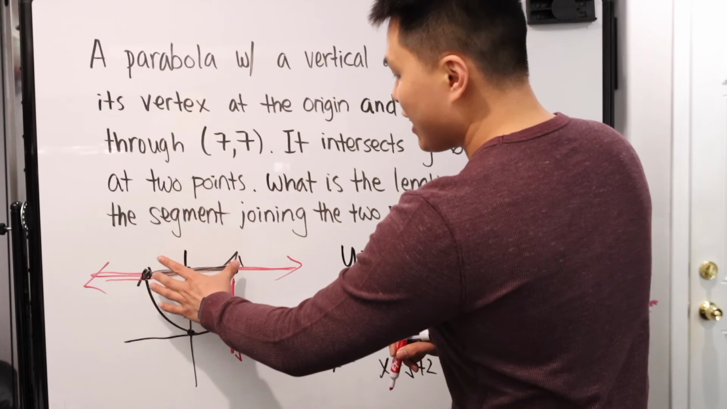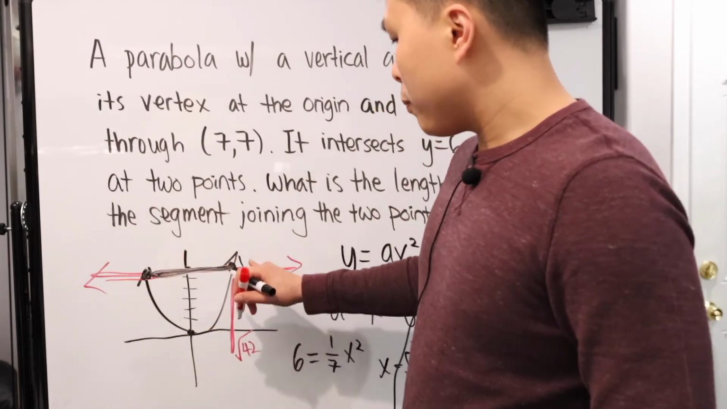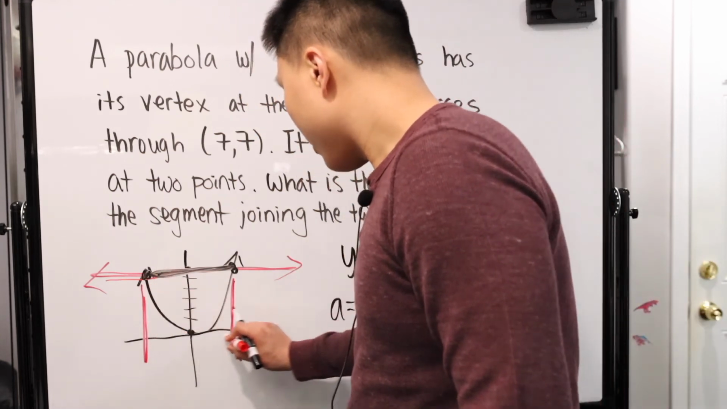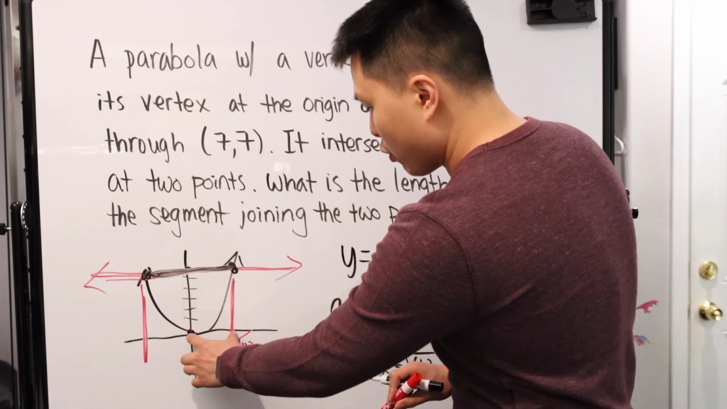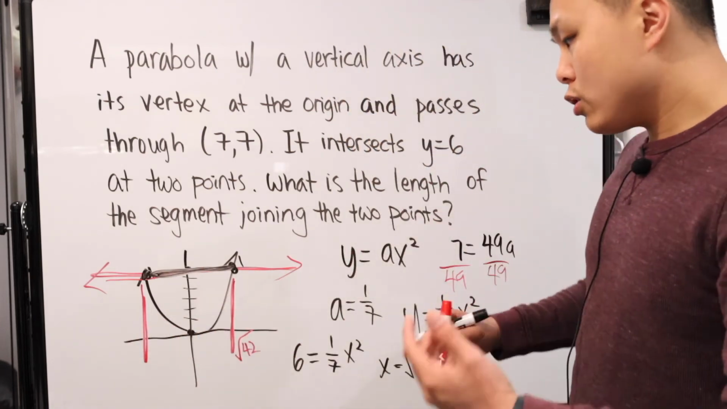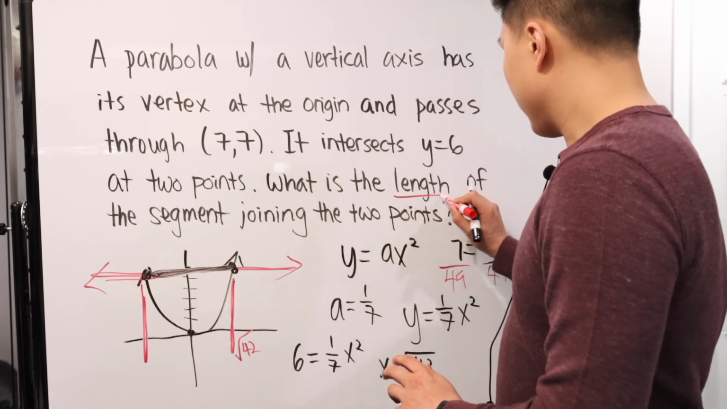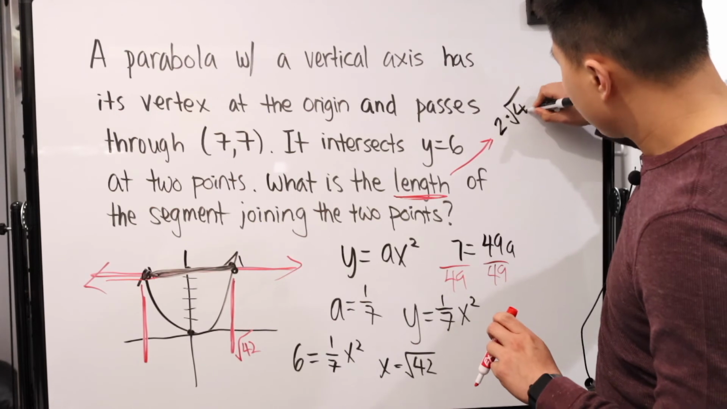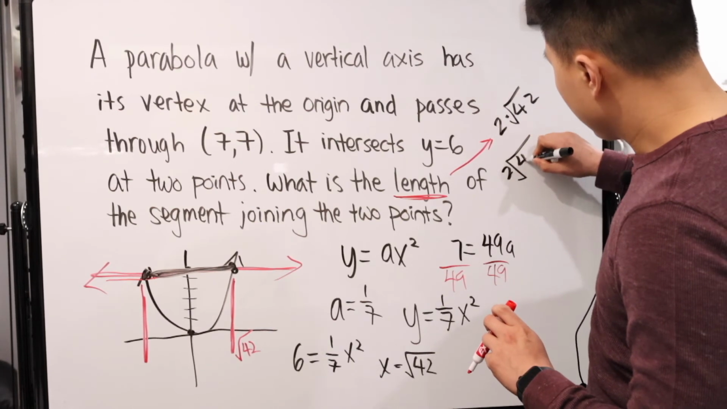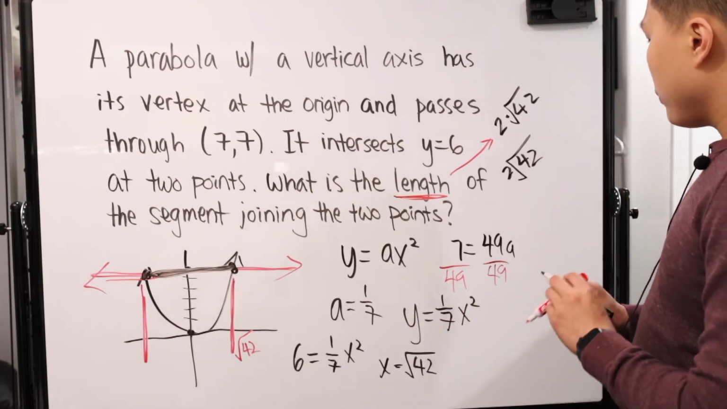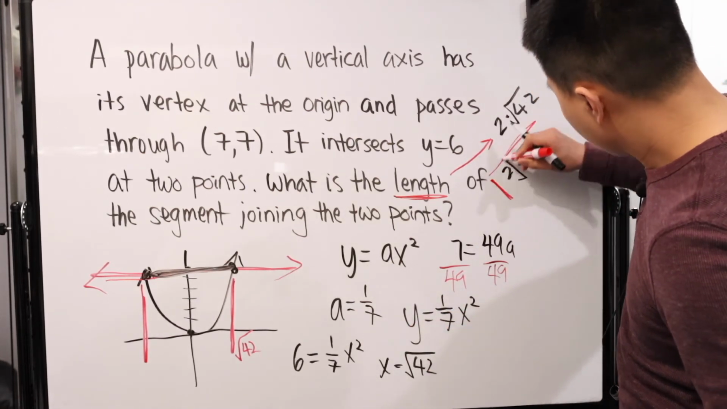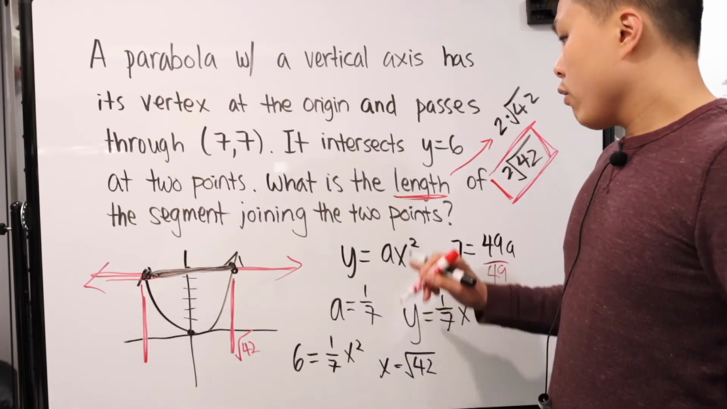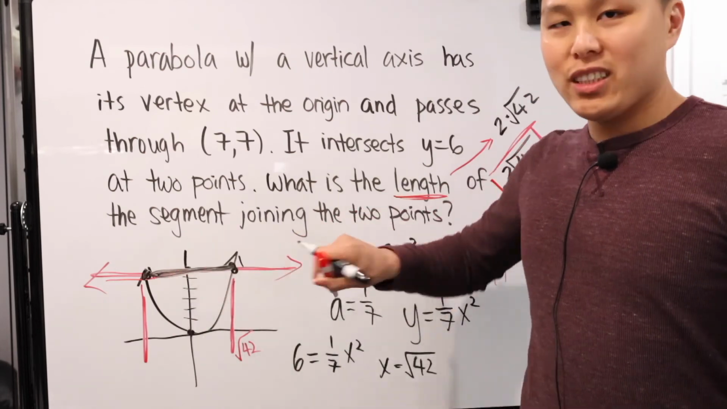Since we're trying to find the length of this segment, and we know it opens like this and is symmetrical on the origin, if we want to find that, and here is square root of 42, that means here must be negative square root of 42. So the final answer, this length right here, right, is actually going to be 2 times the square root of 42, or just 2 square root of 42. And of course you can simplify it as much as you want, but basically this right here, 2 times the square root of 42, is your final answer for the length of the segment joining these two points.